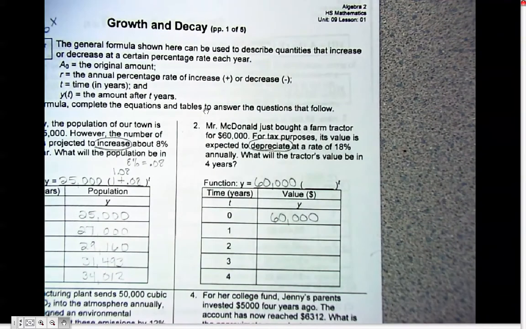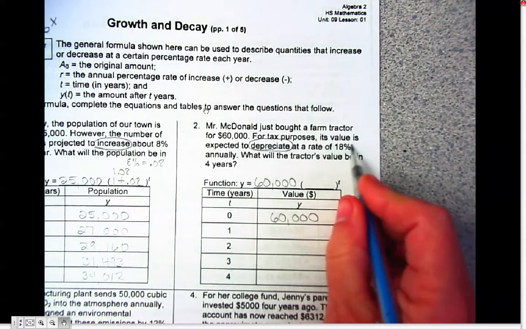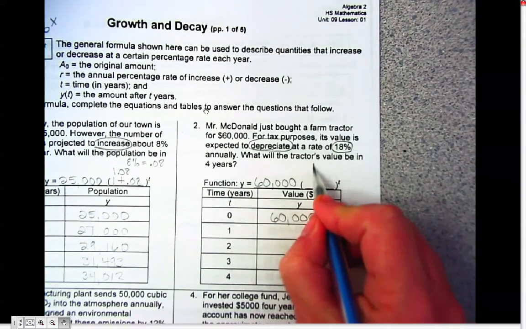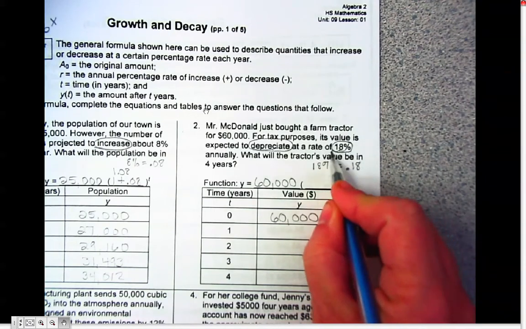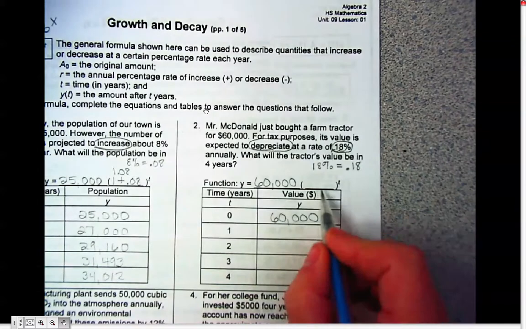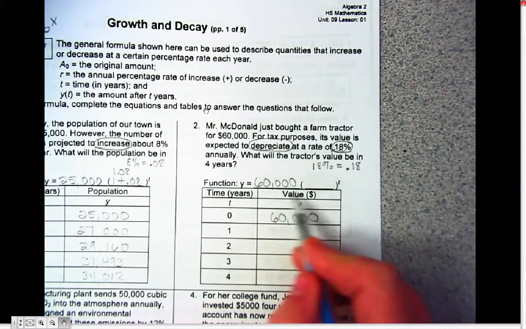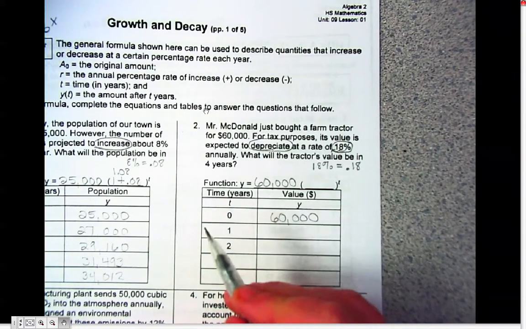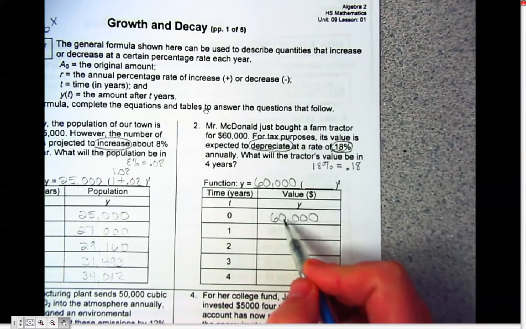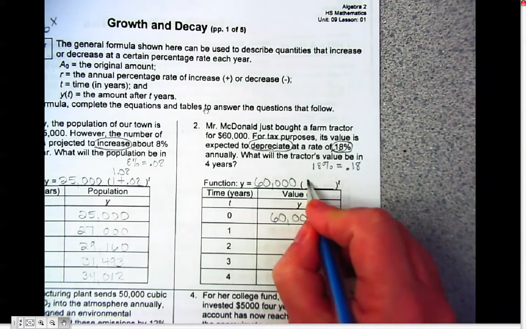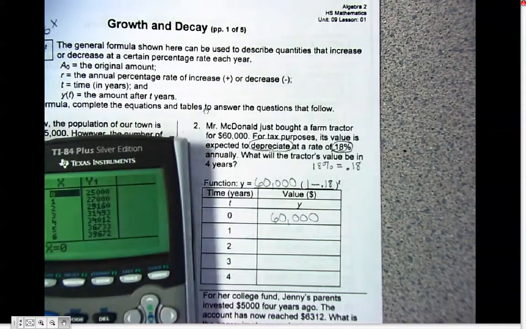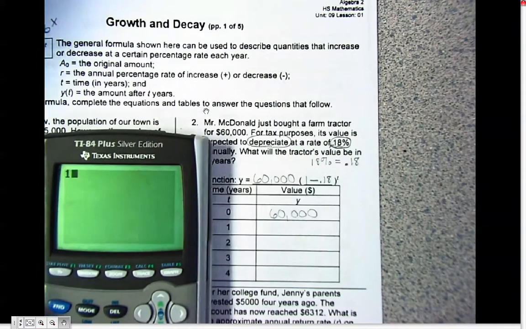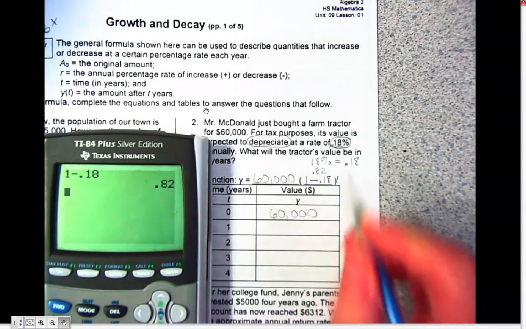Okay, then what goes in parentheses is we have this rate of 18%. So 18% as a decimal is 0.18. We move the decimal 2 places to the left. But we don't put 0.18 in here because we're going to take 18% of 60,000, and then because it's depreciating, we'll subtract it from the 60,000. So we're going to have 1 minus 0.18. And we can actually work that out. 1 minus 0.18 is 0.82. So this is really 0.82.